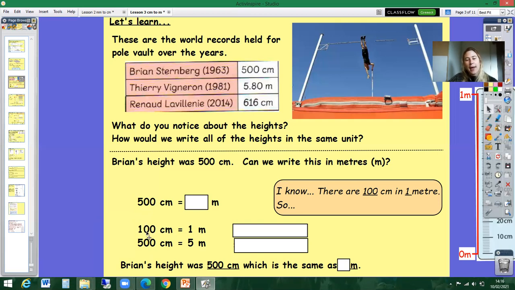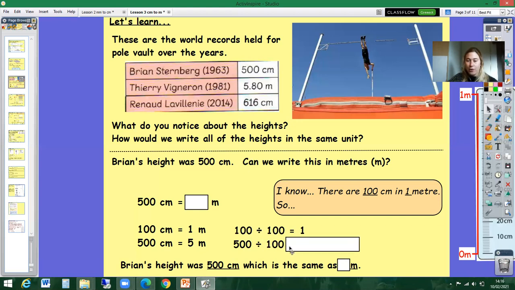So how have I gone from that 100 to 1? I know that 100 divided by 100 will be 1. Okay, let's check with this one. So if we have 500 and we divide it by 100, we will also get 5. And that's because we've moved our digits, our 100 digits, 2 places to the right, like we did before when we were dividing by 100. So how did we go from our centimeters to meters?